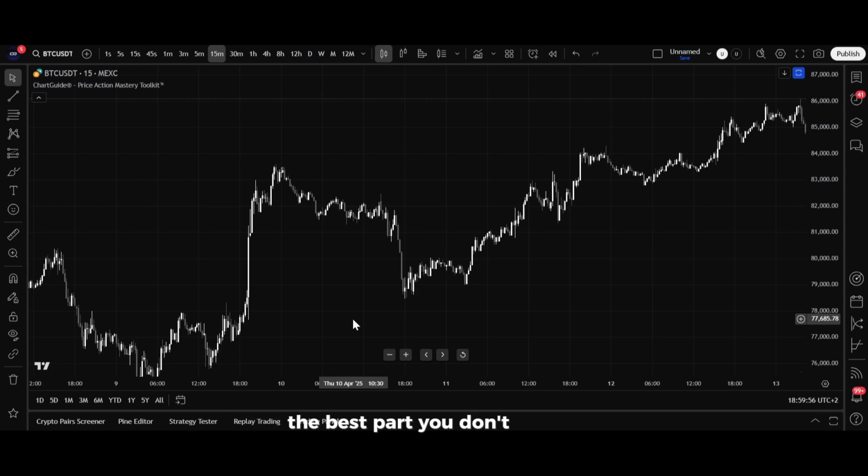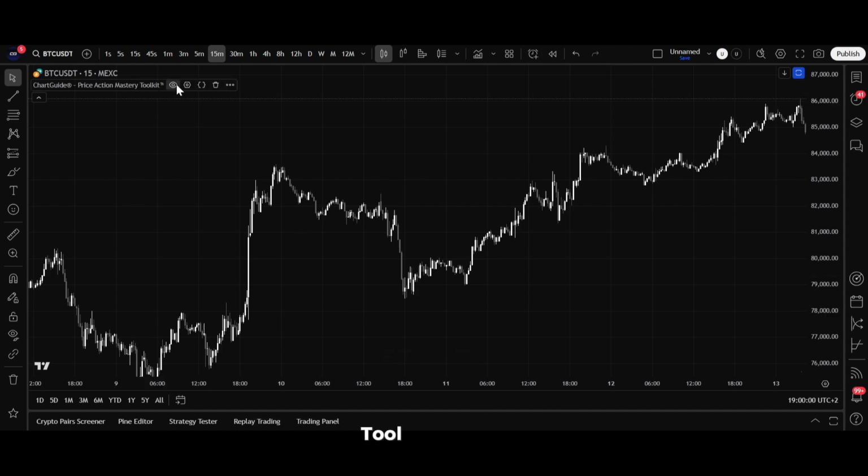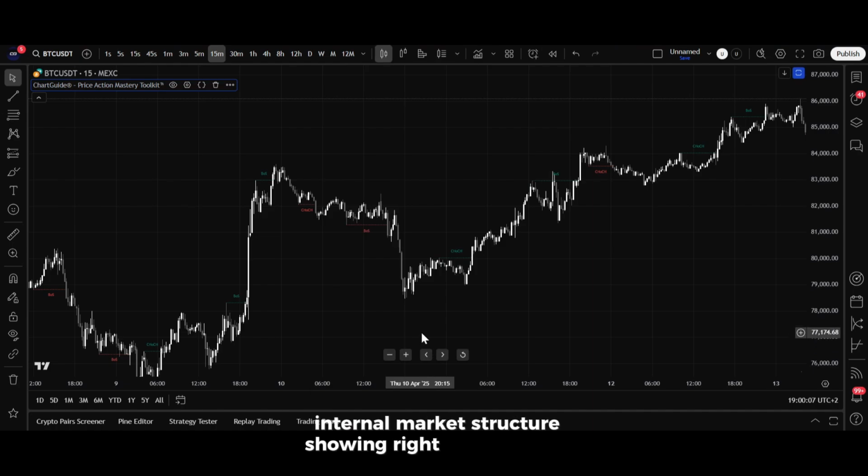The best part? You don't have to draw this yourself. The toolkit marks both swing and internal structures automatically. So just go to your ChartGuide Mastery Toolkit settings, turn on Show Internal Structure, and now you've got internal market structure showing right on your chart.